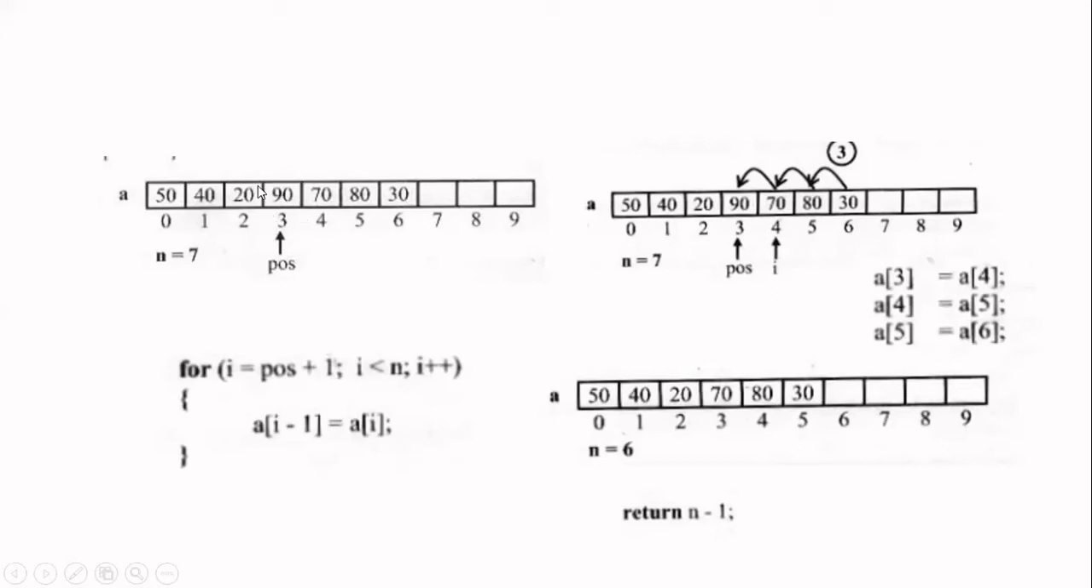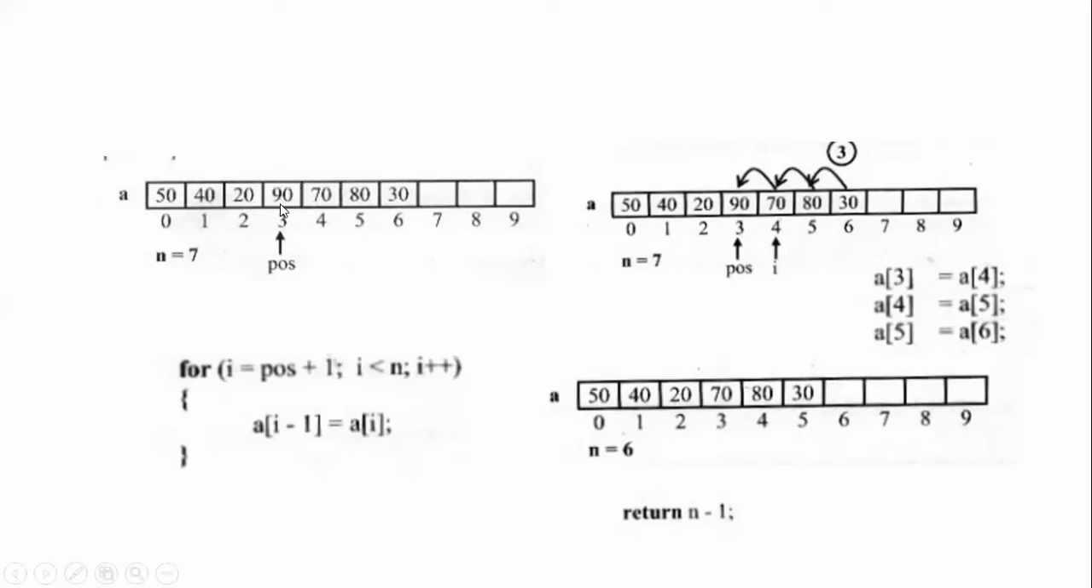After that, this position will be empty. Can you leave any position as empty in the array when we delete an element? No, you should not leave it. The reason is the array is continuous. In an array, elements are stored in continuous memory locations. So when you delete this 90, that space will be empty, but we should not leave this as empty.